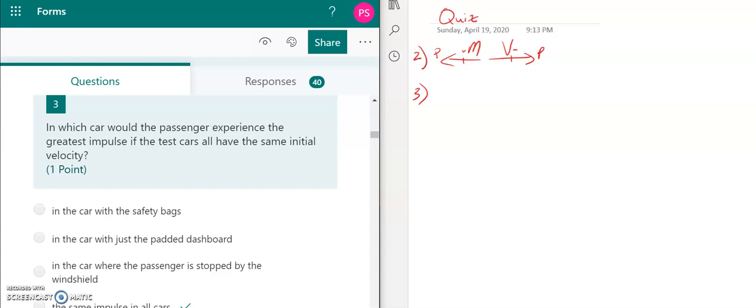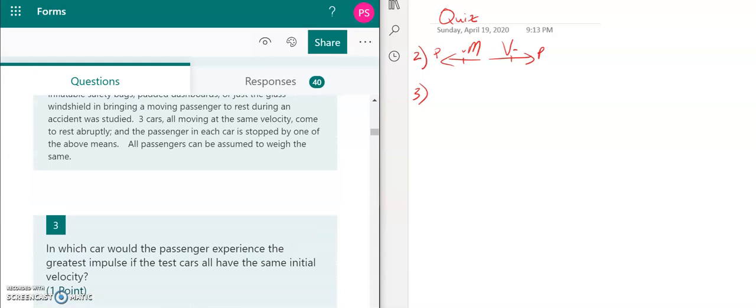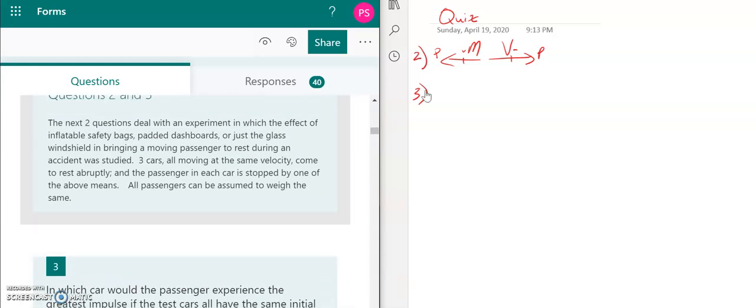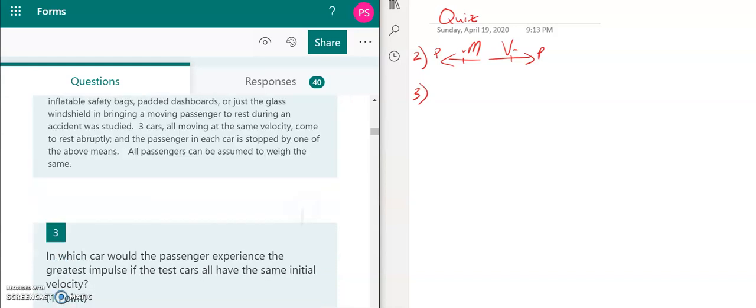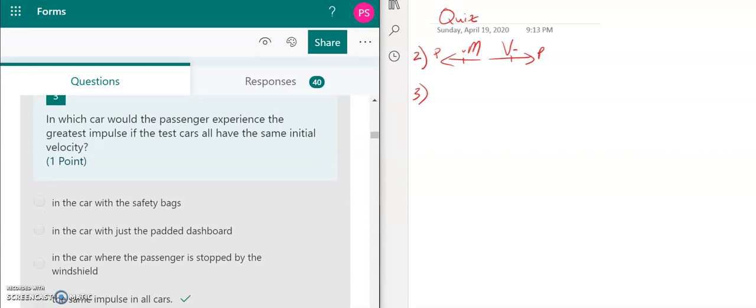In number 3, you've got cars that are coming to a rest, and they're all traveling at the same speed. The passenger is going to come to rest in all 3 cases: one where they're stopped by airbags, one with a padded dashboard, and one is just the windshield. It says, in which experience would the person have the greatest impulse? Well, impulse is a change in momentum, m delta v. The person's mass doesn't change, and their change of velocity is final velocity minus initial velocity, which is the same in all cases. Final velocity is 0, and initial velocity is whatever the cars were driving at in all 3 trials. So they are all the same.